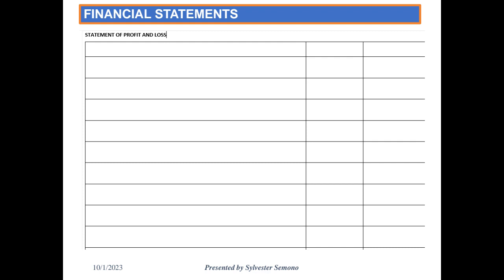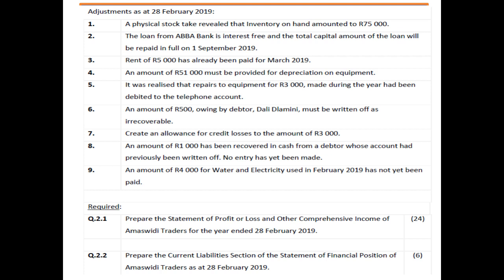Remember, like I said, let me go back to the requirements. We are dealing with the statement of profit and loss, which is the same as the income statement. So here we only record the incomes and expenses. That's the first thing that you must know. You only record income and expense.